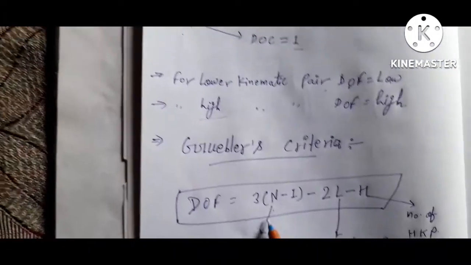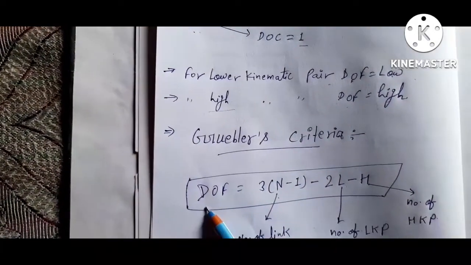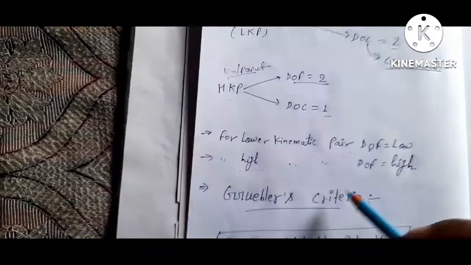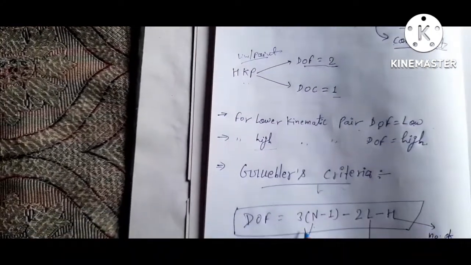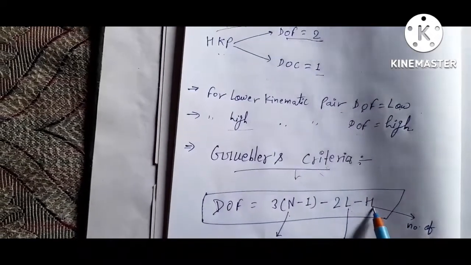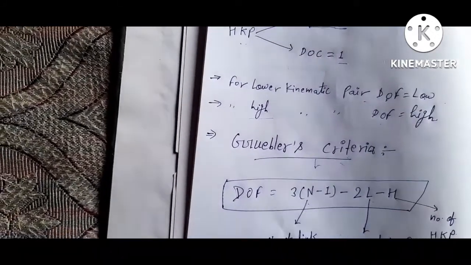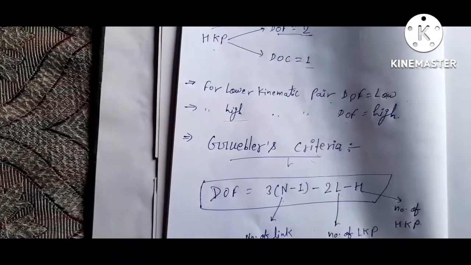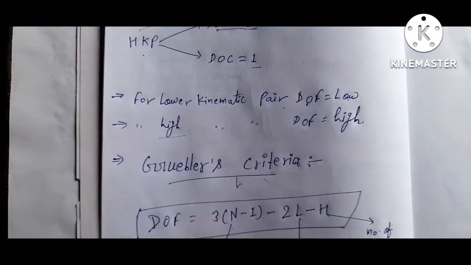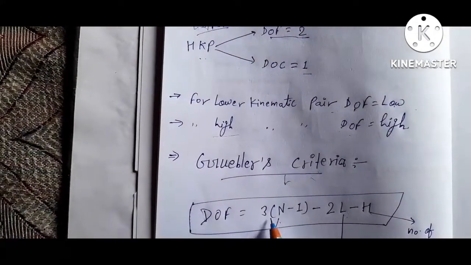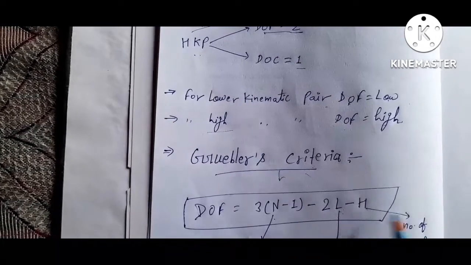So friends, we use the degree of freedom calculation formula, Gruebler's criteria. Gruebler's criteria gives degree of freedom equals to what? 3 times (n minus 1) minus 2l minus h. N is the number of links, L is the number of lower kinematic pairs, and H is the number of higher kinematic pairs. So degree of freedom equals 3(n minus 1) minus 2l minus h.